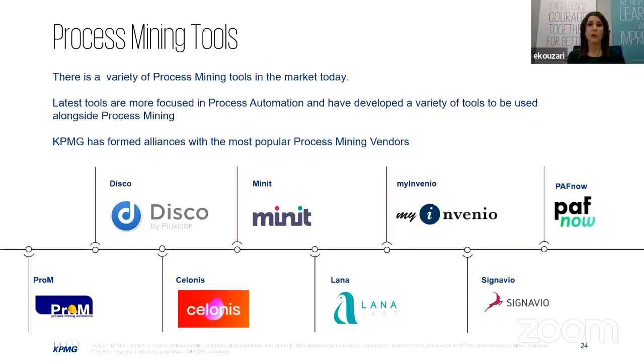We have Disco, that's very lightweight, especially for small and medium enterprises. And then we have, of course, Celonis, that has been leading the market of process mining worldwide. We have Minit, we have Lana, we have Mini, MyInvenio, and Signavio that have been acquired in the last months by IBM and SAP International.